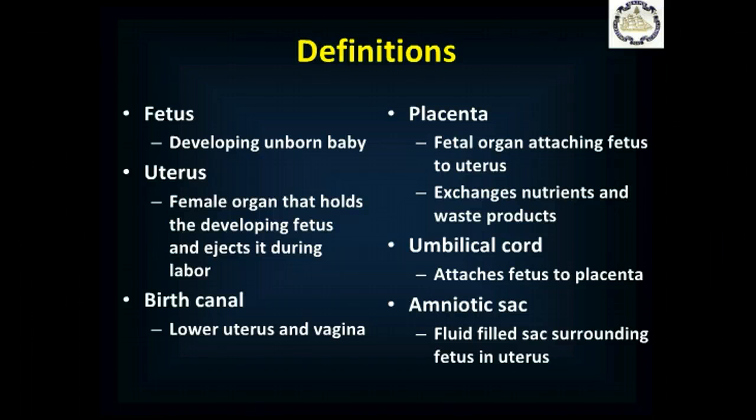The placenta is an organ that attaches the fetus to the wall of the uterus, and its job is to get nutrients from mom's circulation to the baby, to the developing fetus, and in return to get rid of fetal waste products and pass them back through mom so mom can get rid of them in the usual ways that adults excrete waste. The umbilical cord is what attaches the fetus to the placenta, and the amniotic sac is a fluid-filled sac that completely surrounds the fetus in the uterus.